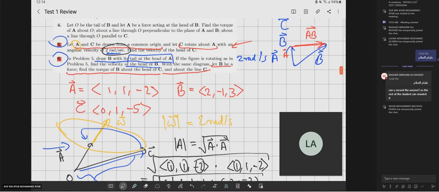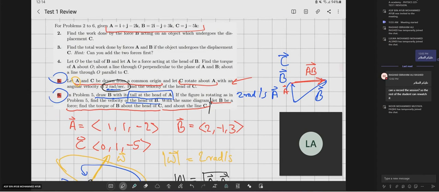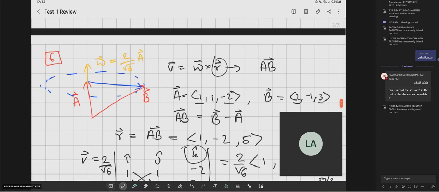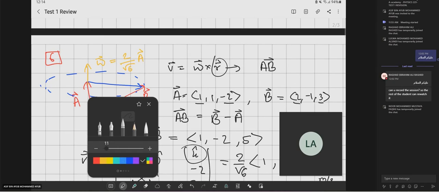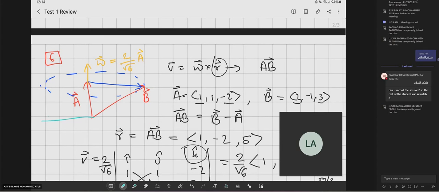Okay, so let's look at the second part of the question, which is this one. Let B be a force. Find the torque of B about the head of C and about the line C. So in this picture, what would that be? Let's draw it. I have a vector C here. But remember, A is our origin now. We can no longer consider this to be our origin because A is our origin now. So R would be from here, from A to C, like this, the vector AC.